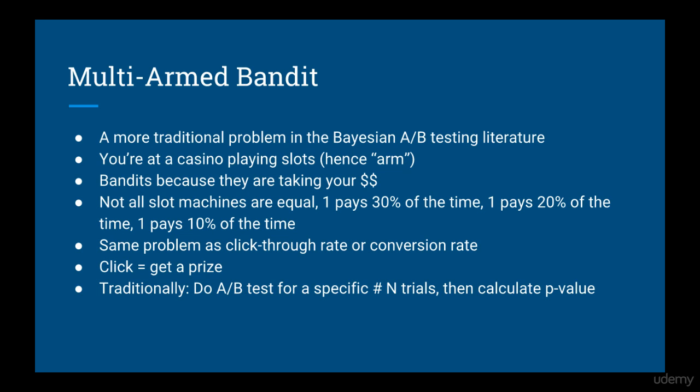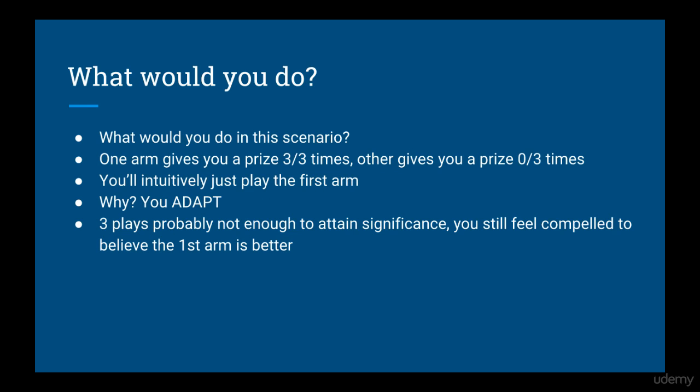Well, this is the same problem as click-through rates or conversion rates. You'd set up an A/B test, run your experiment, and by the end of it, you would know if any one arm is significantly better than the others. But the question is, would you really do that in real life?